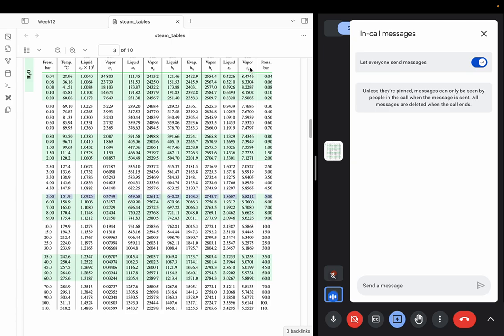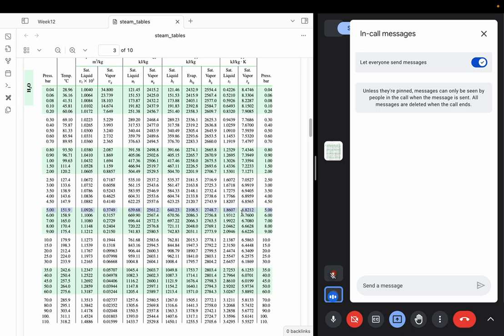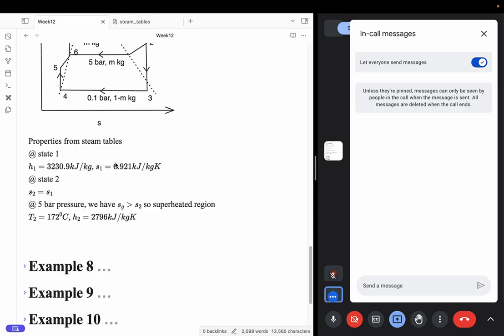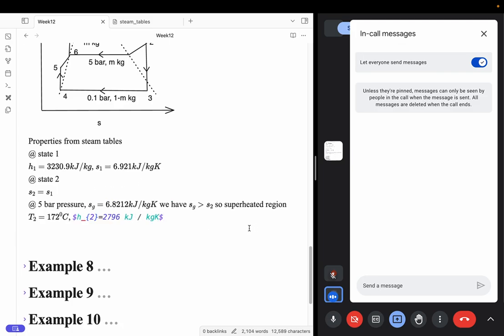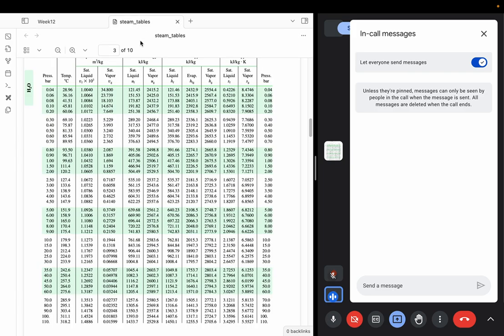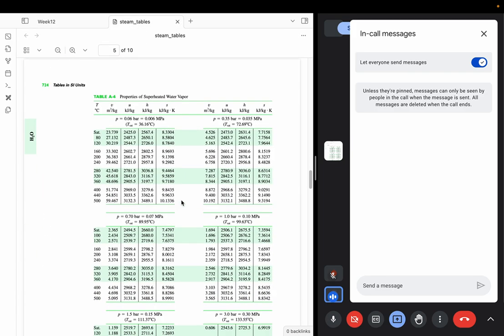The saturated vapor entropy is 6.8212. 6.921 is greater than 6.8212. Let me write that here. So you're in the superheated region. That first part is clear. Now we'll go into the superheated steam table.